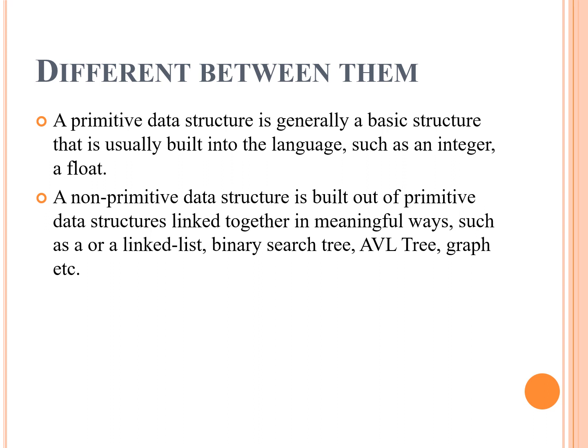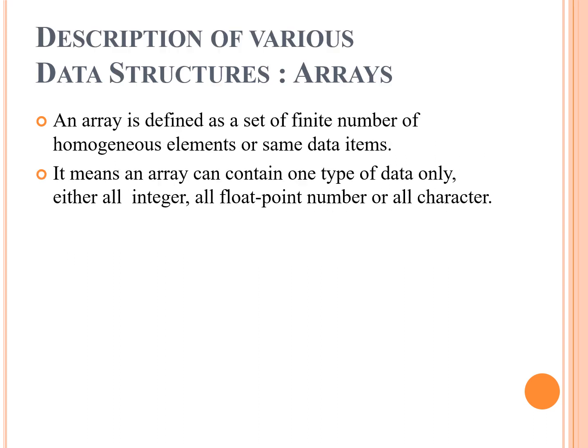Now the difference between them. A primitive data structure is generally a basic structure that is usually built into the language, such as integer or float, whereas a non-primitive data structure is built out of primitive data structures. For example, to create an array, we need to use the primitive data types, whereas we create in a different way structures such as a linked list, binary search tree, AVL trees, graph, etc.